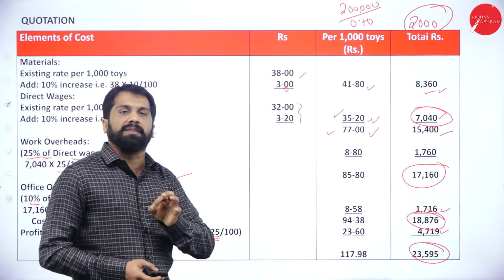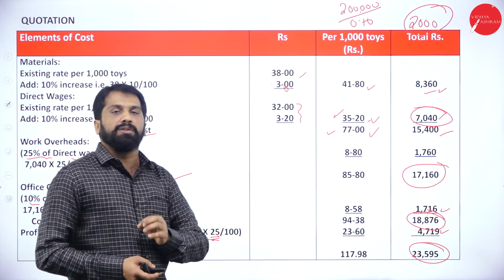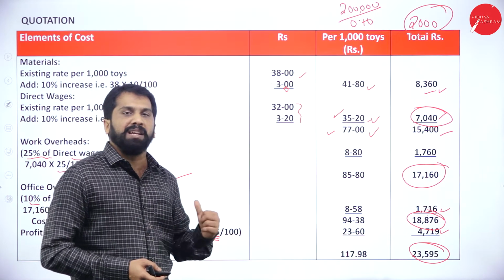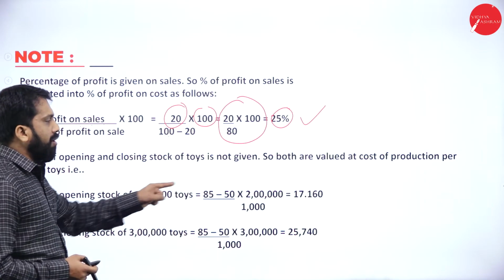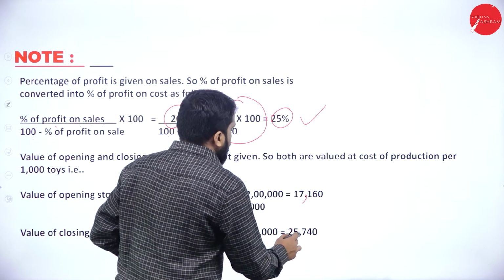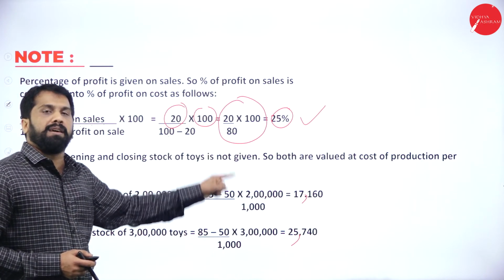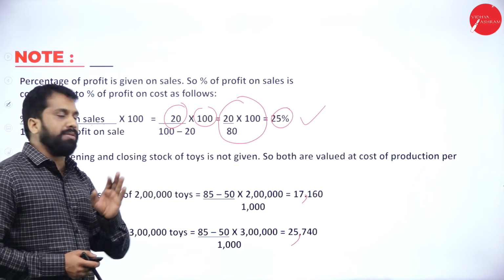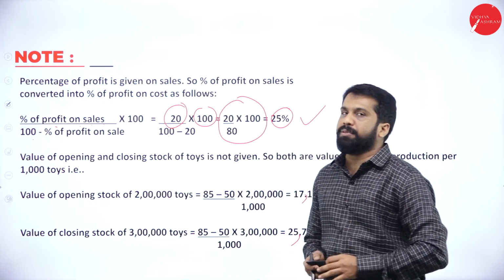Everything I have given working out. For everything I have given a hint. So follow that hint and working out. It will be easy for you. See, these are the working notes for all the calculations. How you got 17,160? How you got 25,740? How it is 25%? If you have any doubt, go to the working note. In that it is clearly given how you got it.